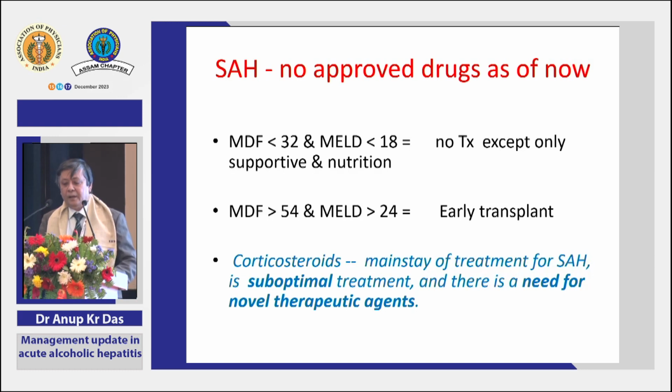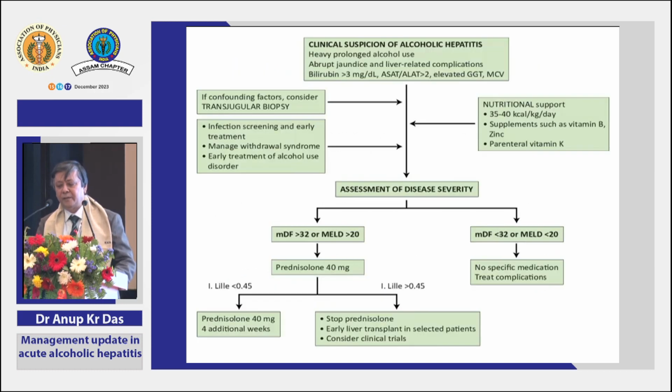If the Maddrey score is above 54 and the MELD score is above 24, then also there is no treatment except liver transplant. Corticosteroid is only used, which is the mainstay of treatment in our setup, but is suboptimal, and there is a need for novel therapeutic agents.